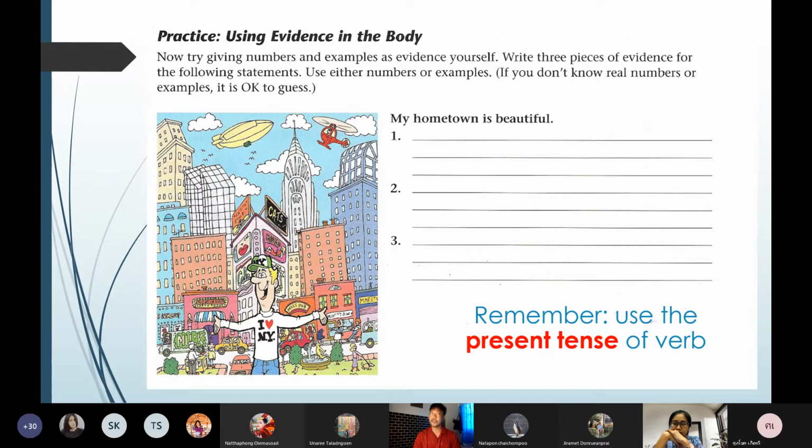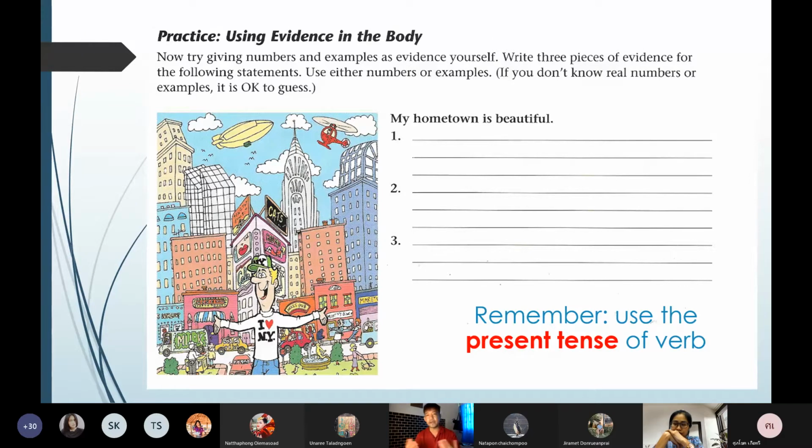Okay, again, let me repeat. My hometown is beautiful. So let's give evidence, proofs, or supporting details to state that your hometown is beautiful. Like for example, I'm giving you one. For example, my hometown is beautiful because it has clean air. So you think your hometown is beautiful because of the clean air. And then you discuss clean air.